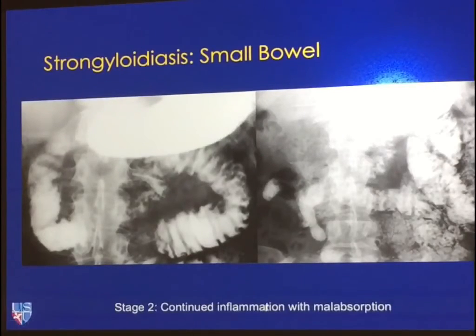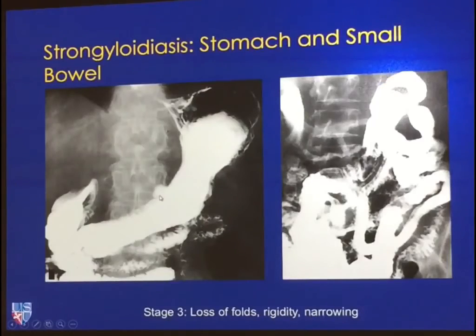Over time, inflammation continues, and we start to develop malabsorption. You can see many of these folds are still thickened. And then we lead to our chronic findings. So loss of fold pattern, rigidity, narrowing, ribbon-like bowel, scarred down stomach. This is an appearance called linitis plastica of the stomach. Ribbon-like bowel here.